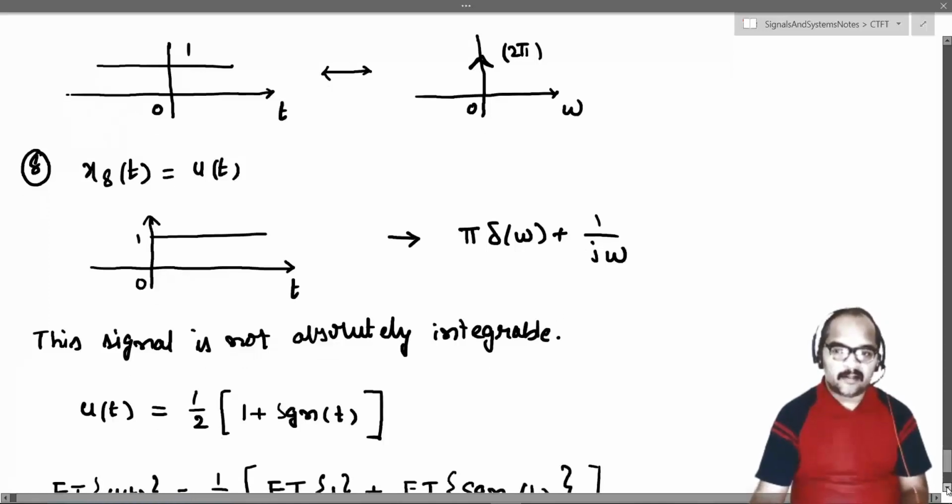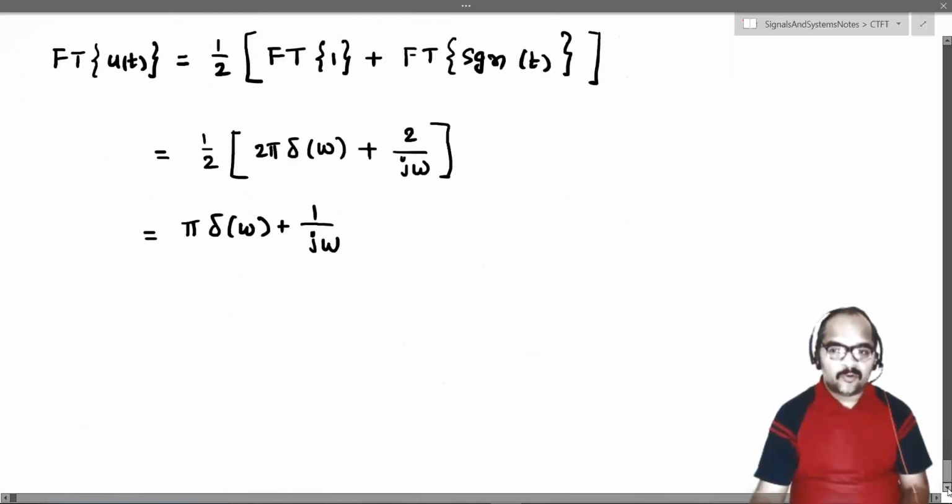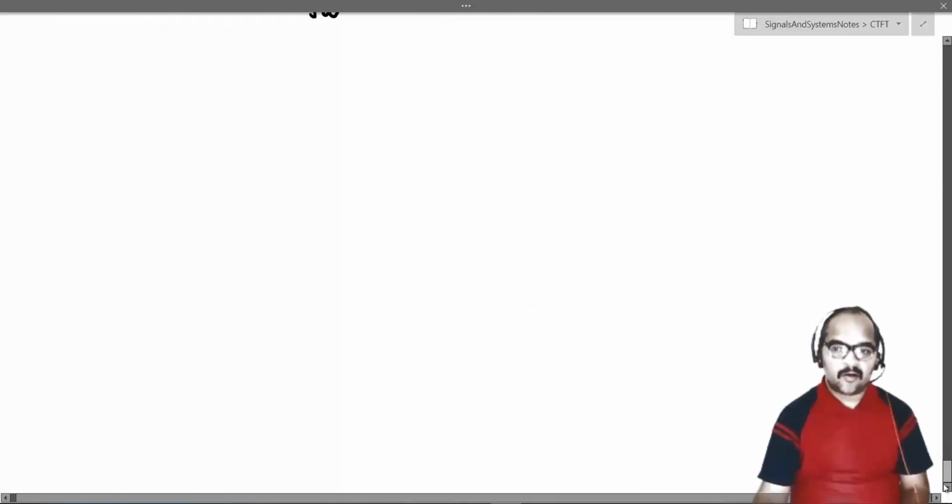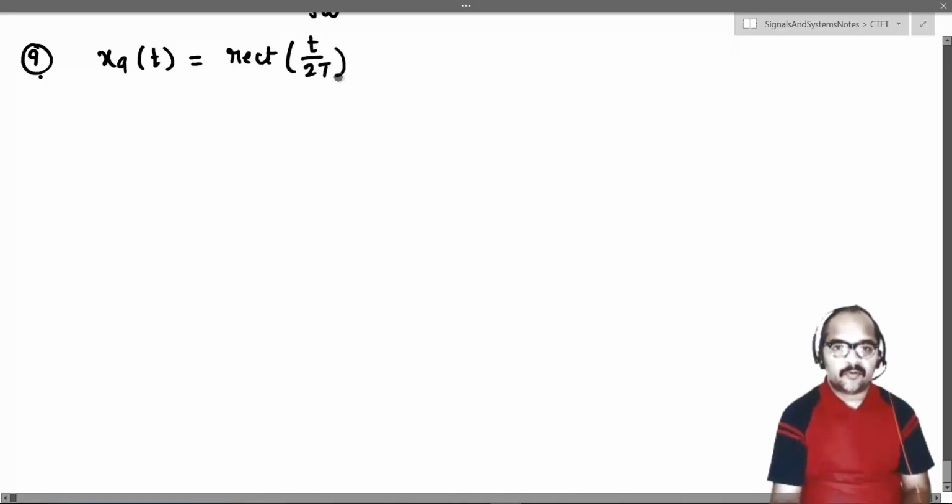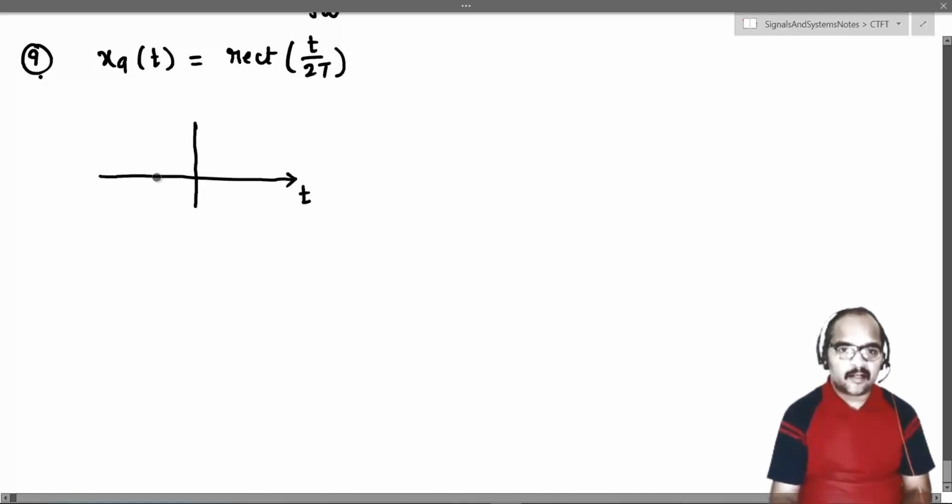Right. Next, let's move on to the ninth signal. Note that all the signals we are seeing are very important. Let us take that signal to be a rectangular function, defined as rect of t by 2T. We already know the plot of this signal. It is a rectangular function from minus T to plus T with amplitude 1.